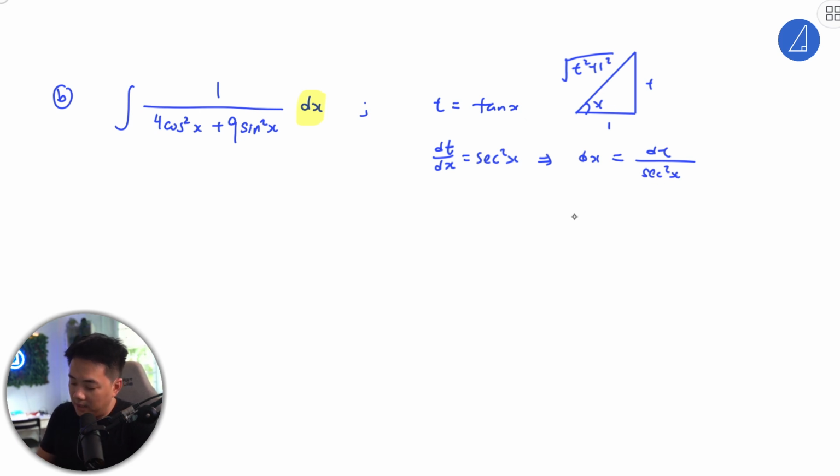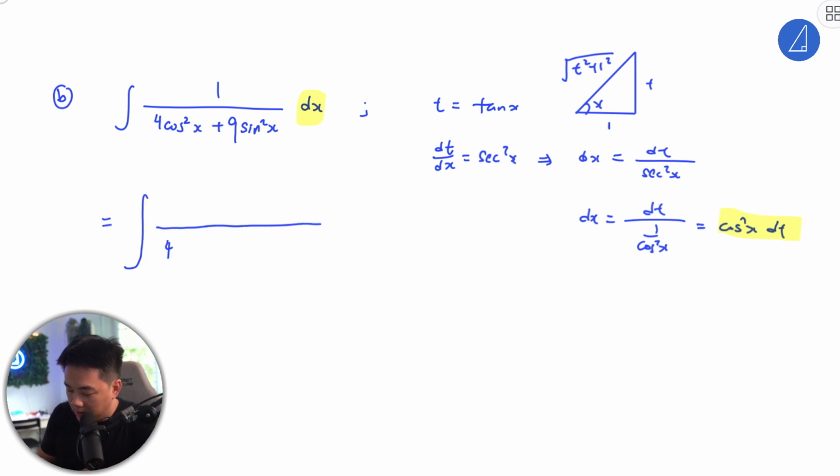So then in this case, dx is equal to dt over secant square x. I just write 1 over cosine square x as secant square x. So this is dt over 1 over cosine square x, which is cosine square x dt. Now, if your teacher doesn't allow you to write this, just erase it away. It's okay. So basically, dx is this. So in this case, what we get is 4 cosine square x plus 9 sine square x. Cosine x will be 1 over root of t square plus 1. Sine x will just be t over root of t square plus 1.